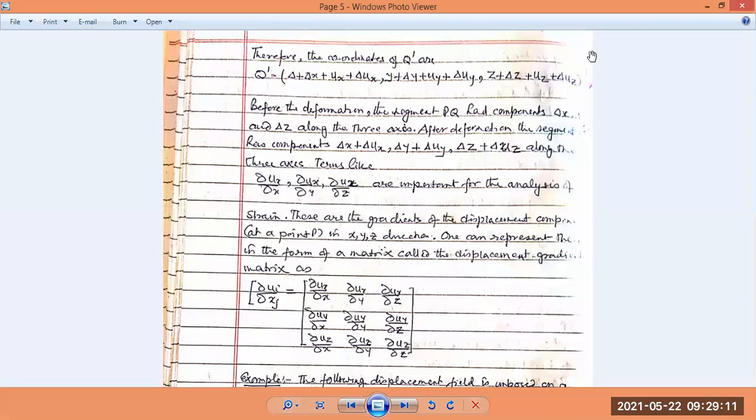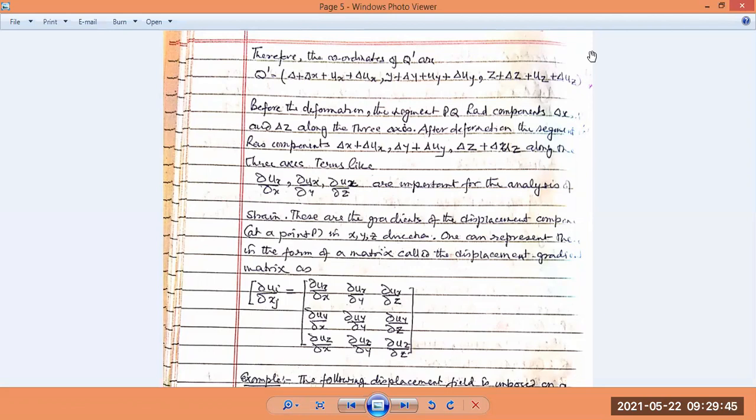So transfer these coordinates to Q'. What happens? Q' becomes x plus delta x, y plus delta y, z plus delta z. Q' will be x plus delta x plus u_x plus delta u_x, y plus delta y plus u_y plus delta u_y, and z plus delta z plus u_z plus delta u_z.